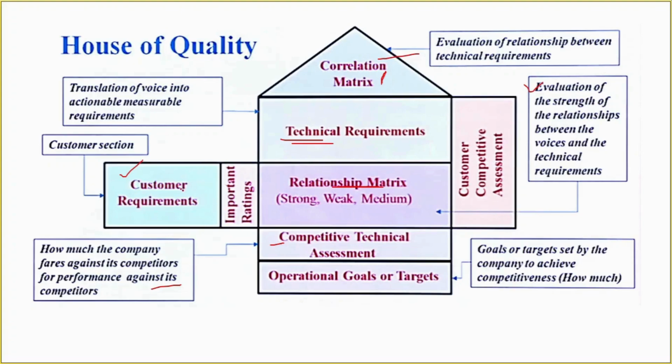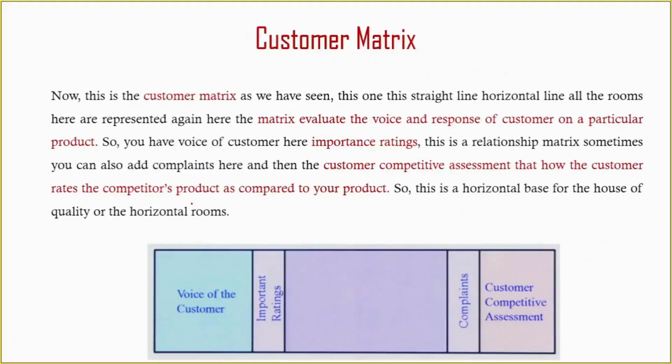Okay, if the user is saying something, then whether you have to consider those points or not, that comes here in the operational goals or targets. Now we are going to dissect this house of quality one by one, and we'll try to understand. So here, this is the customer matrix. This is known as the customer matrix section.